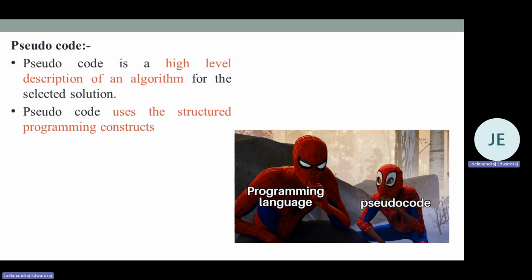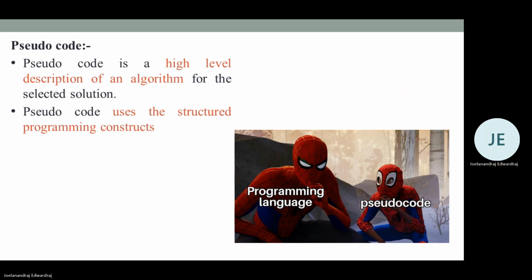The last thing is pseudocode. Pseudocode looks somewhat similar to your program. That's why I just wrote these 2 things. So a programming language is like Spider-Man, and pseudocode is like a keep-going version for this company.